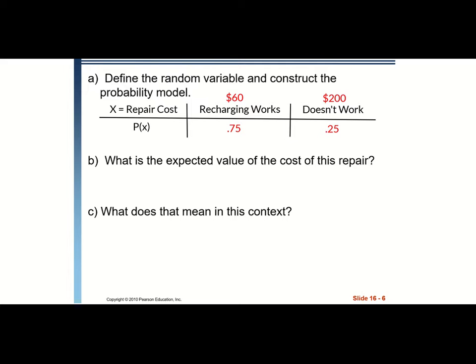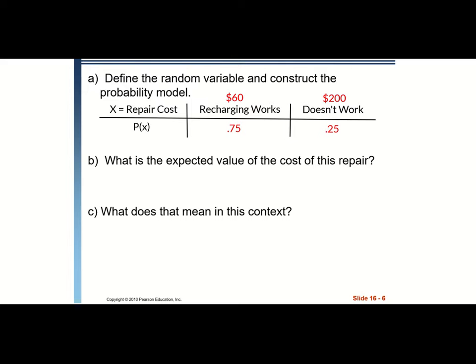Now in part B, when it's asking what's the expected value of the cost of this repair, this is the same thing as asking what's the mean expected cost for this repair. So to find this, we're going to find the sum of x times p of x, which means we take each individual column and we multiply the repair cost times the probability of that cost occurring. And we do the same thing for each individual outcome.